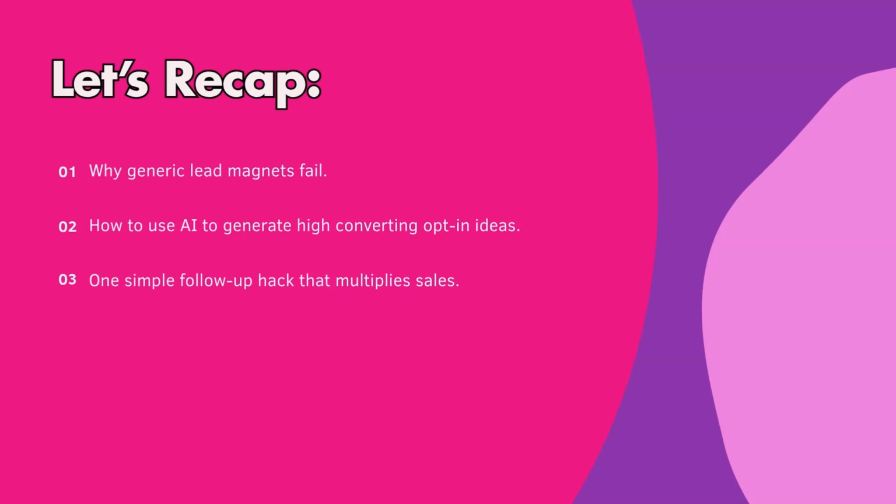So let's recap. In this video, you discovered why generic lead magnets fail, how to use AI to generate high-converting opt-in ideas, and one simple follow-up hack that multiplies sales. Ready to get perfectly targeted leads who turn into buyers?